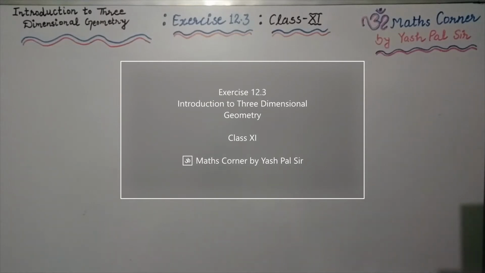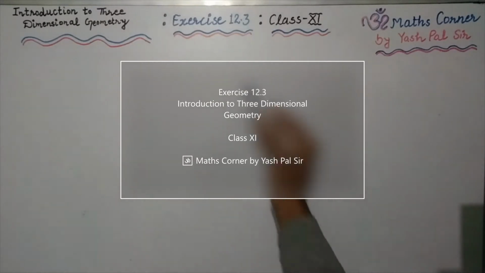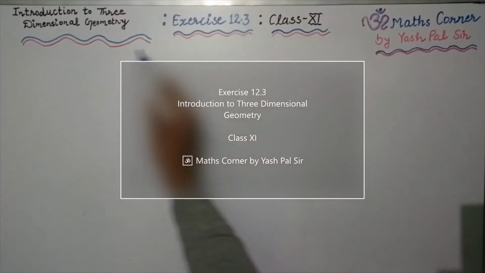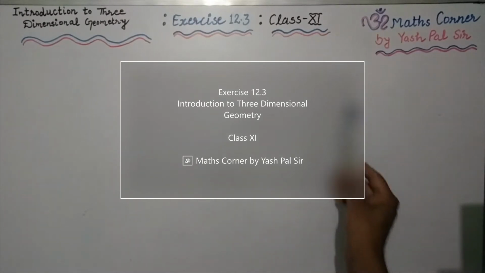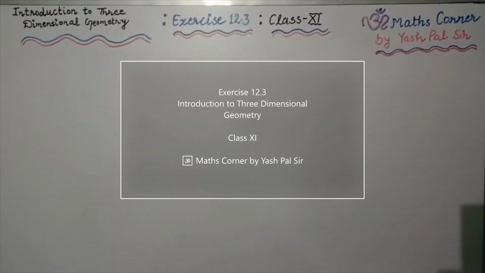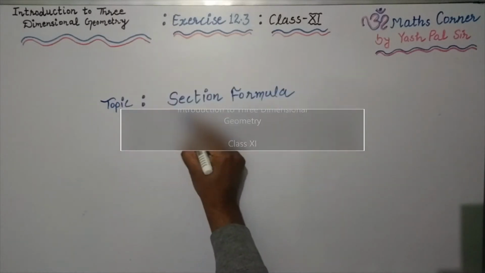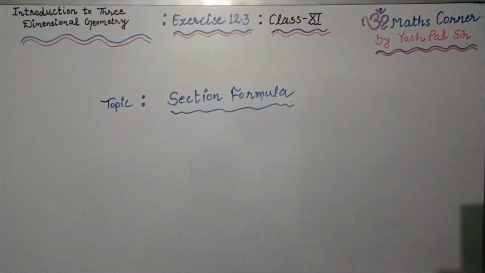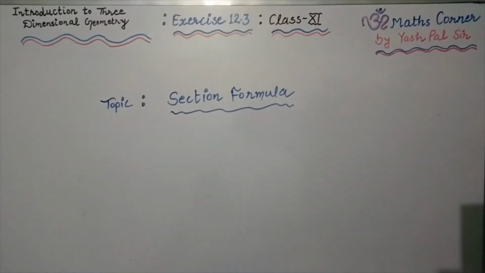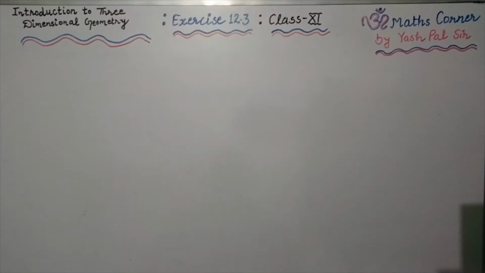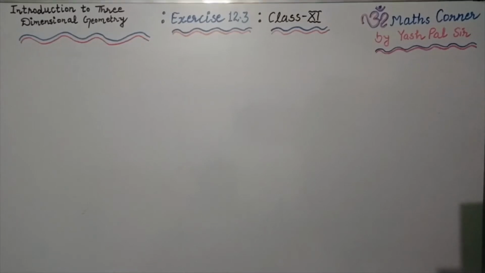Today we shall discuss the questions of exercise 12.3. The name of the chapter is Introduction to Three-Dimensional Geometry for the students of class 11. So let us start now. The topic of the day is the section formula. We shall discuss the section formula as well as the questions in connection with it. With the help of the questions of the exercise, let us try to understand the topic.